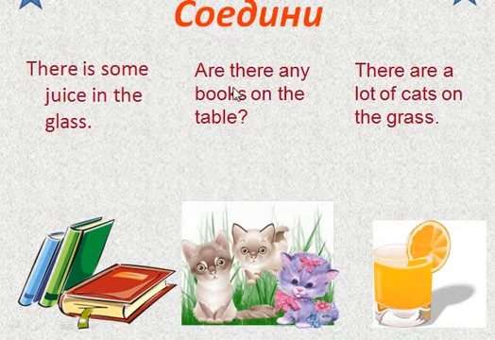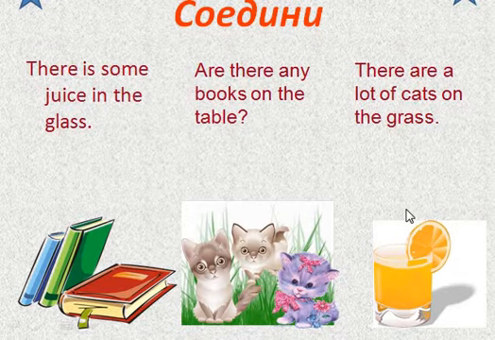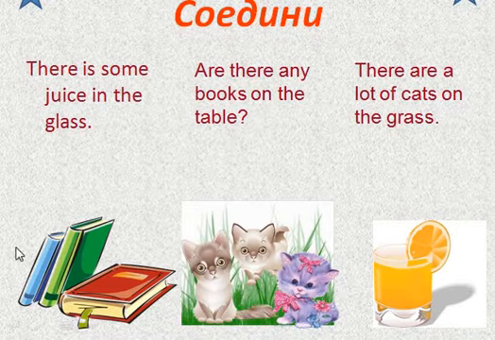Let's match the sentences with the pictures. There is some juice in the glass. Where is the juice? So we will match it. Next, are there any books on the table? Where is the book? So we should match with these pictures, okay? There are a lot of cats on the grass. Are there a lot of cats on the grass? Very good.